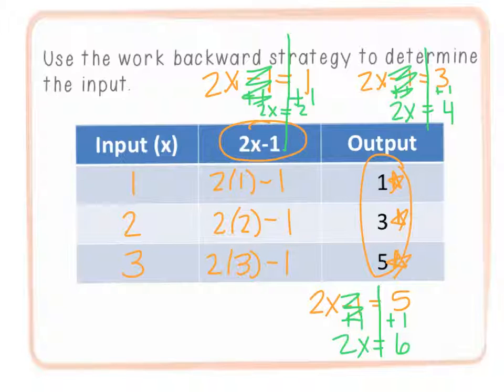And that's all you would need to do. So it's the work backwards strategy. You use the rule and the output to figure out the input.